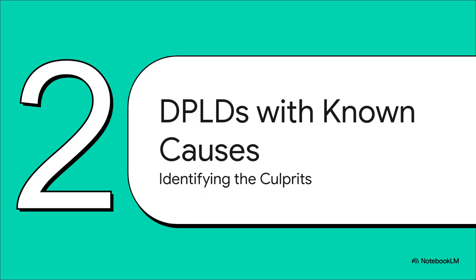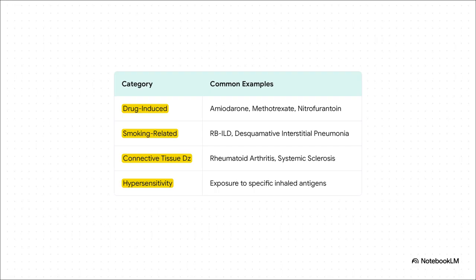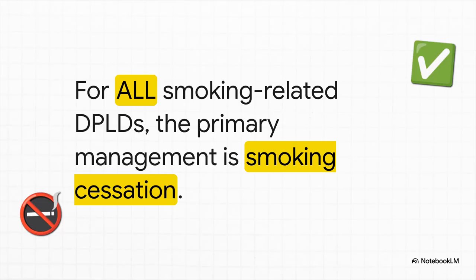We always start here because, well, this is our best shot at finding a trigger we can actually treat or get rid of. And this table really organizes the big culprits you need to think about. You have to be a detective. Go through that med list. Are they on amiodarone? You have to ask about smoking. You've got to screen for connective tissue diseases. And you need to really dig for environmental exposures, things like birds or mold, which could point you towards hypersensitivity pneumonitis.